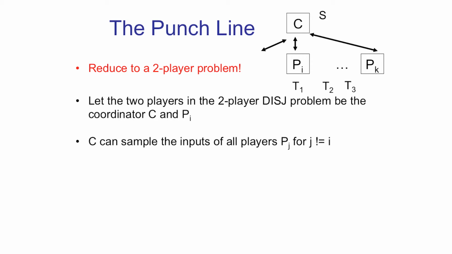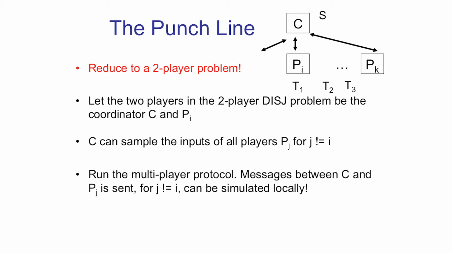Okay, now we have these two players trying to solve disjointness, and they're going to run this k-player protocol. But the point is that the messages between the coordinator and any player Pj other than the ith player can all be simulated locally. This coordinator has all the inputs for these fictitious players in this k-party protocol. So every time there's a message, he just simulates it locally, and you don't actually pay communication. The only communication you pay is between the coordinator and this player Pi that we fixed on the previous slide.